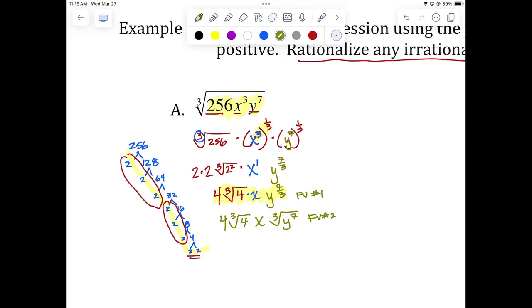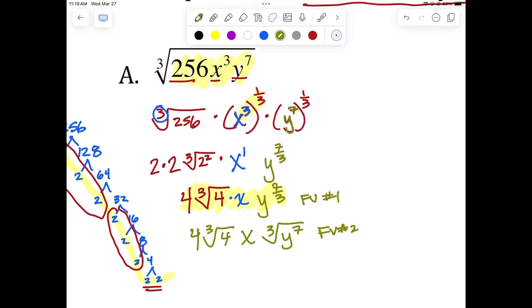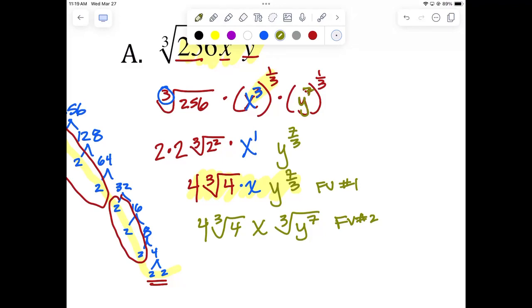And that's it. We're done. Neither one of them are very pretty, but hey, what are you going to do? You put the 4 and the y to the 7th the same. You can. We did that yesterday. I was wondering if anyone was going to bring that up. These are both in the same cube root prism.